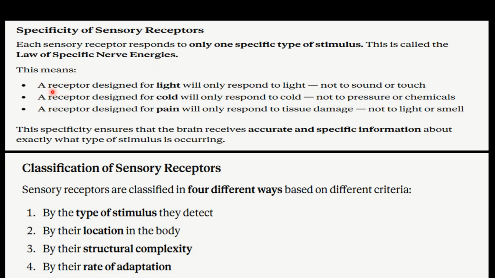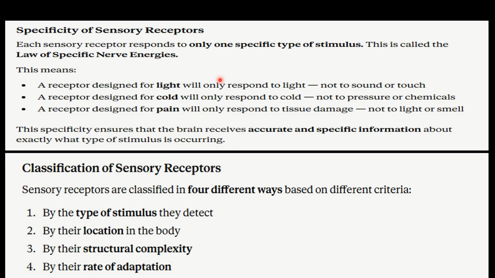It's quite simple. This means a receptor designed for light will only respond to light, because we have dedicated receptors. A receptor designed for cold will only respond to cold. Similarly, a receptor designed for pain will only respond to pain, to tissue damage, not to light, not to smell. So this specificity ensures that the brain receives accurate and specific information about exactly what type of stimulus is occurring.